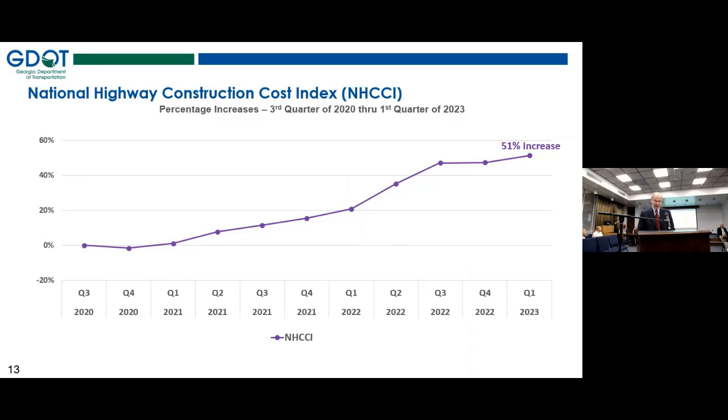They define that index as a measure of average change over time in the prices paid by state transportation departments for roadway construction materials and services. So I think it shows that nationally states are facing the same challenges we are in Georgia when we're dealing with construction project cost increases.